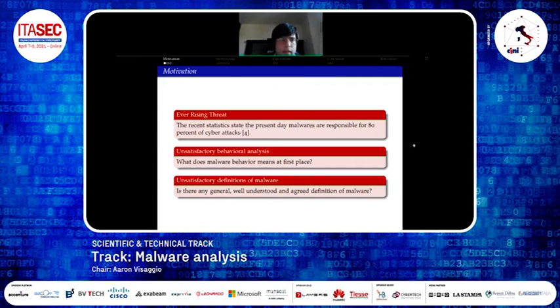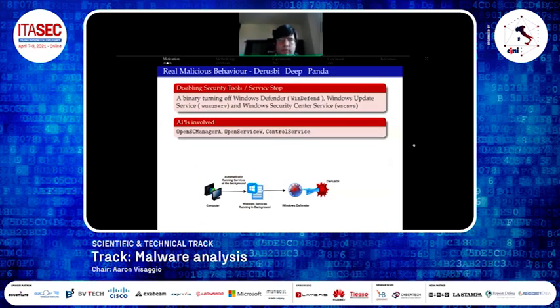Second, and the most important, is unsatisfactory behavioral analysis. I mean, what's the true behavior of a malware in the first place is still not clear. The third one is unsatisfactory definitions of a malware. I mean, there is no well understood, agreed definition of a malware. And to answer these questions, I will be taking you through a working example of a malware family called Derusbi.